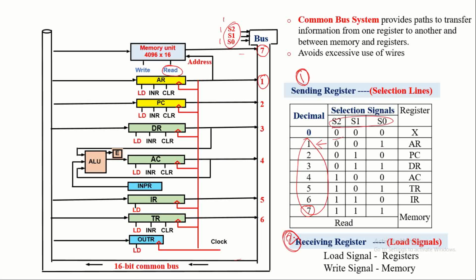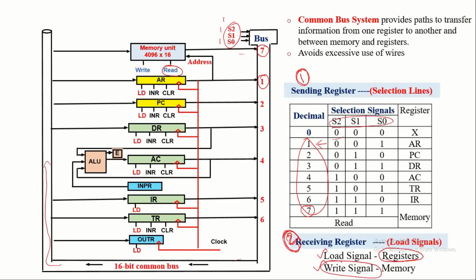Now we have to discuss the second point: who has to receive the information passed over the common bus? That is determined by setting the load signal of the particular register that has to receive it. If the memory has to receive the information passed over the common bus, then its write signal needs to be enabled. So either by enabling the load of one of the registers or by enabling the write signal, the processor makes the particular component receive the information passed over the common bus.